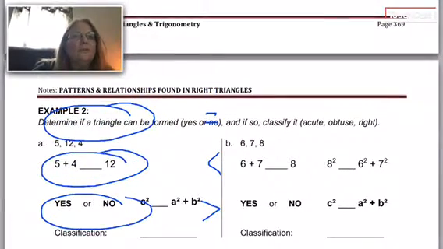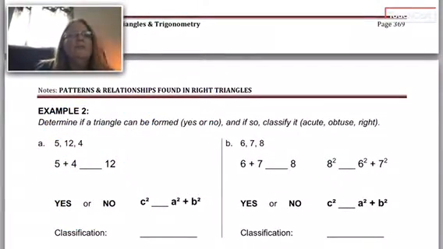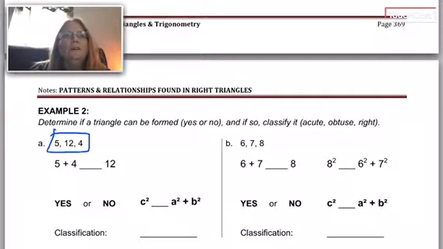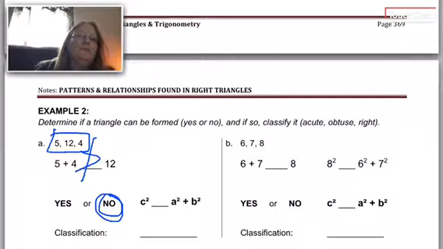All right, so here, the first thing you do is determine, do we even have a triangle? So in part A, we have 5, 12, and 4 given as the lengths, but you take the two smaller, 5 plus 4, and 5 plus 4 is not greater than 12, so we don't have a triangle. So if there's no triangle, you can't classify it. So then look at B. We have 6, 7, and 8. Well, 6 plus 7 is greater than 8, so yes, we definitely have a triangle.